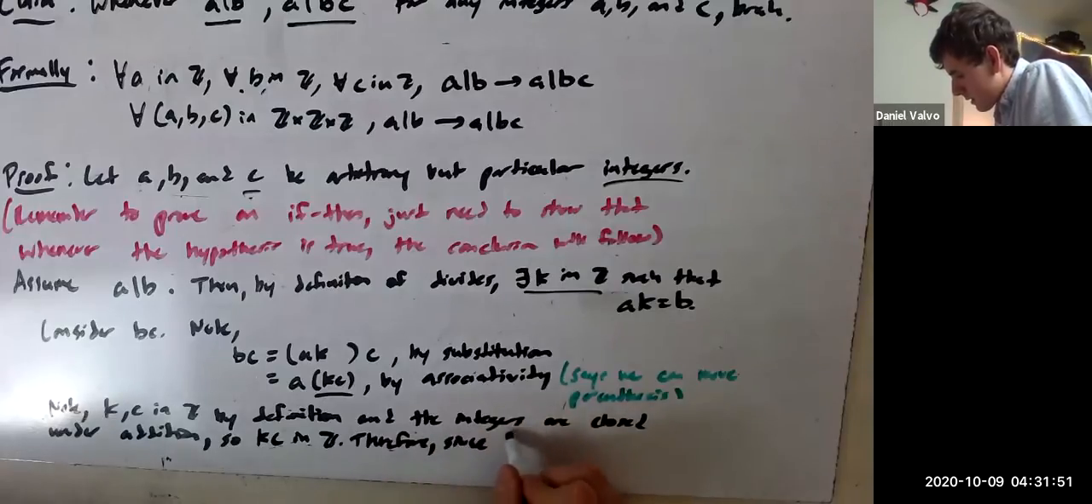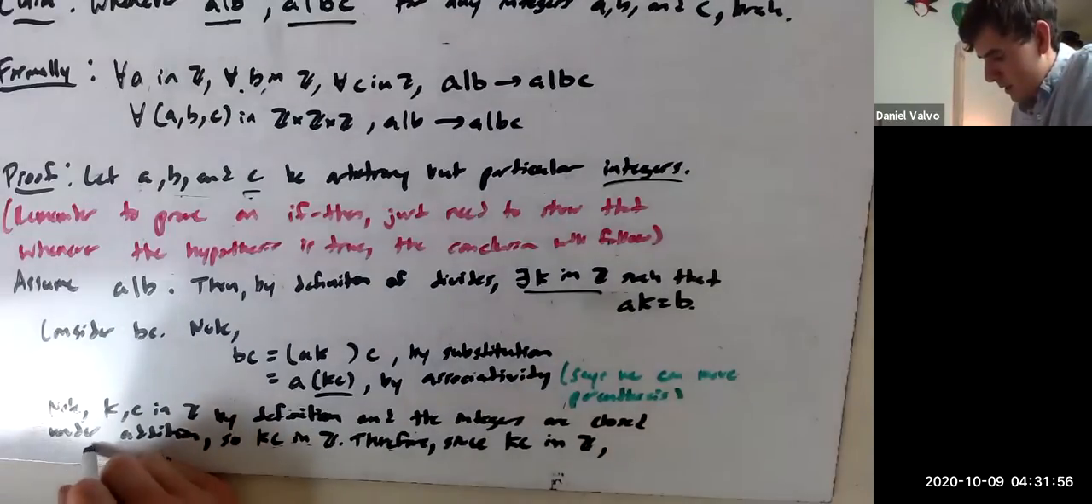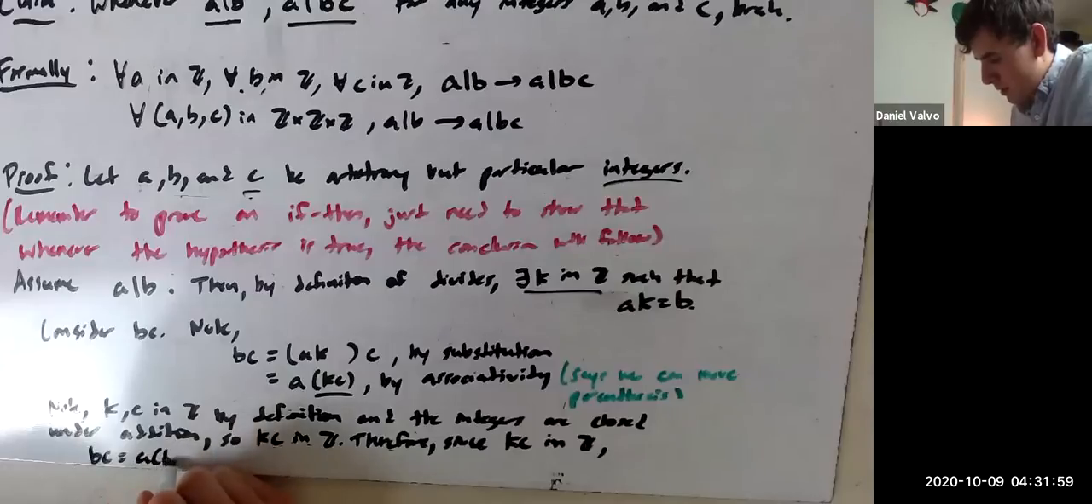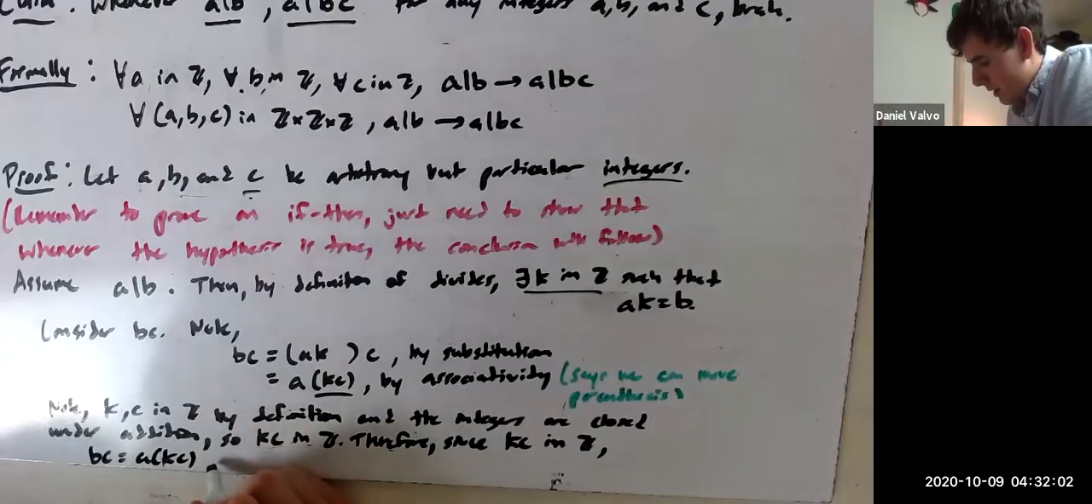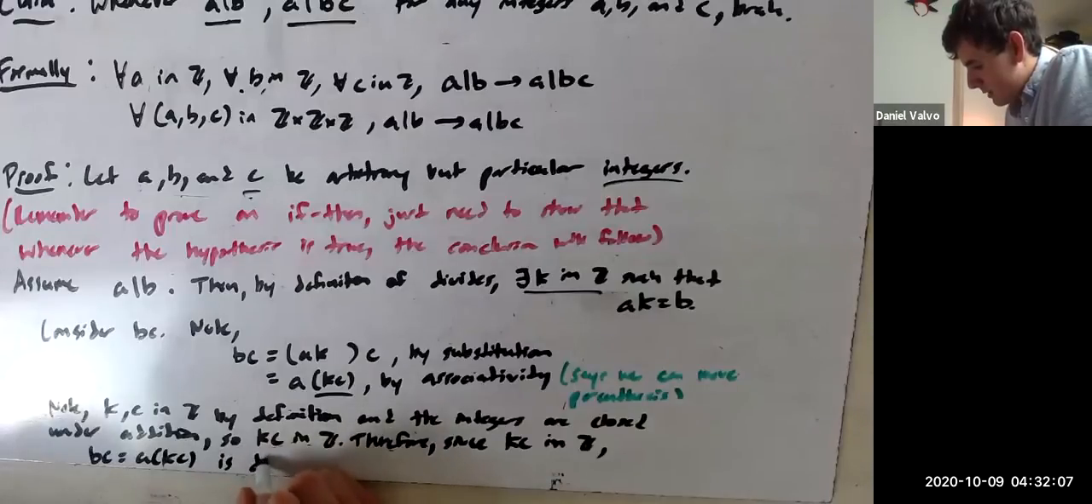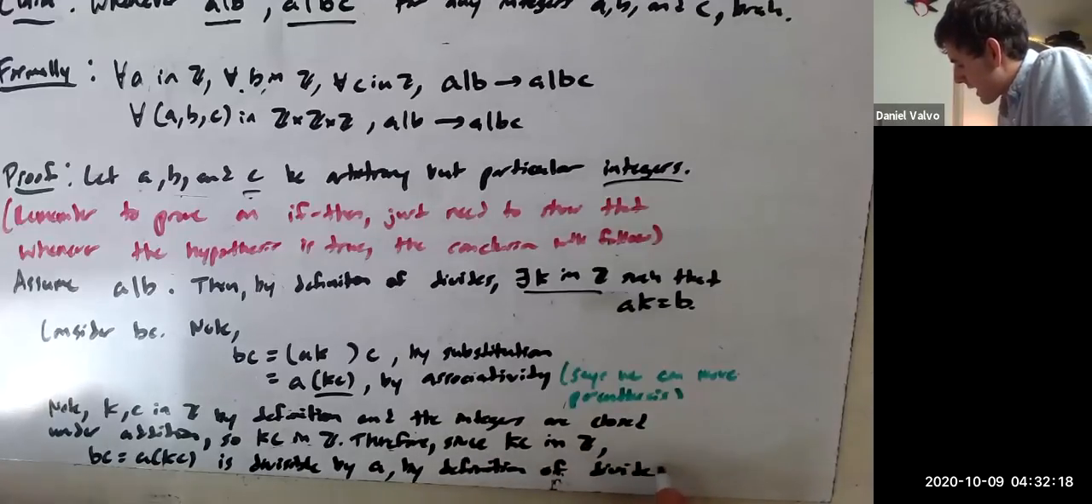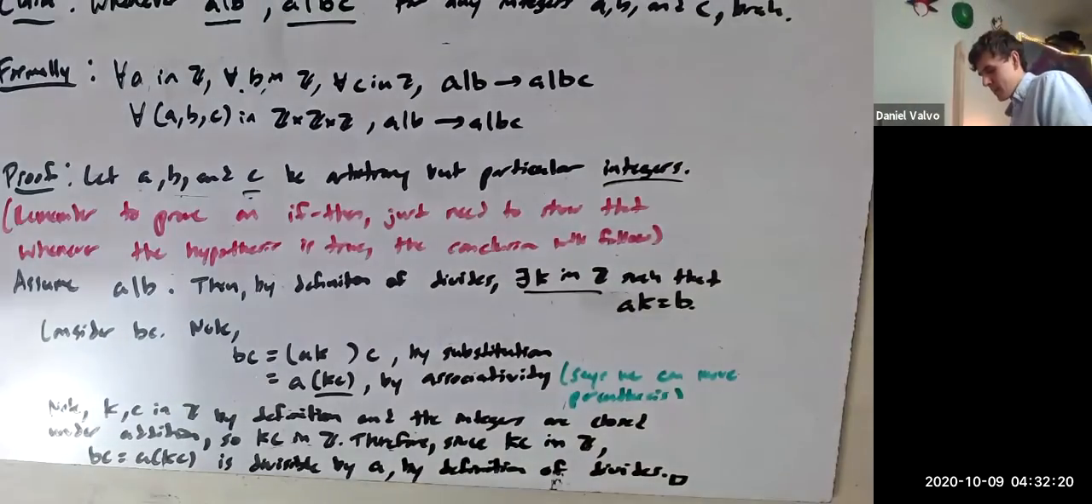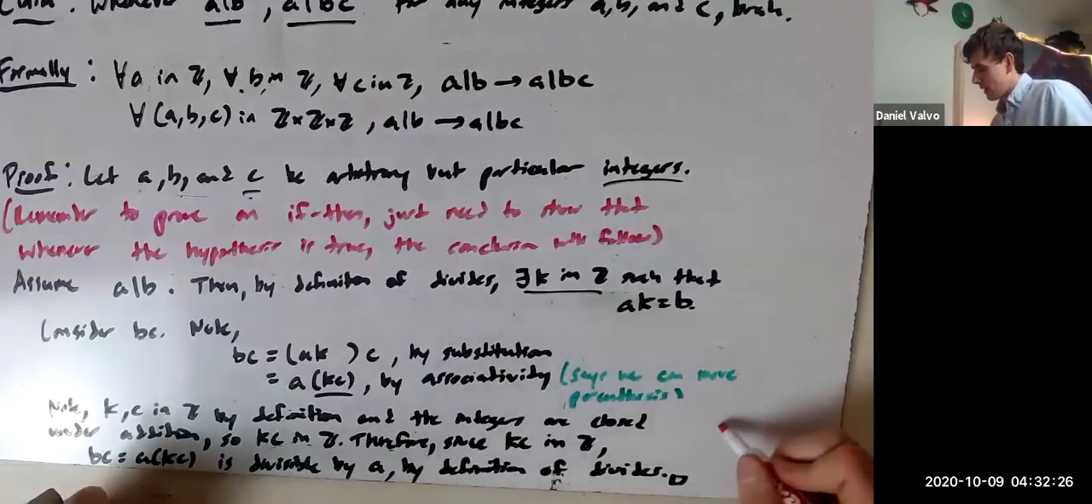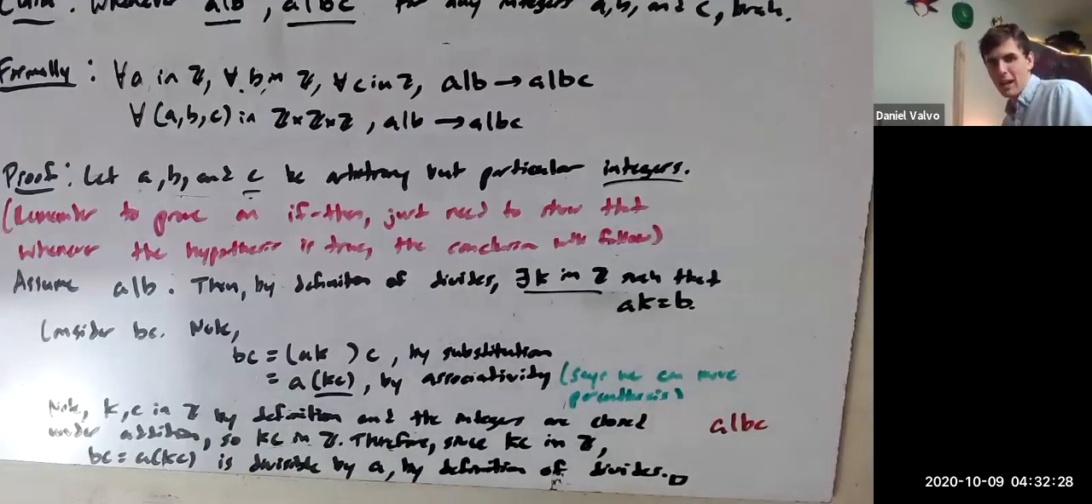Therefore, since K times C is in Z, BC, which equals A times KC, is divisible by A by definition of divides. Done. So saying BC is divisible by A is the same thing as saying that A divides BC, just written out.